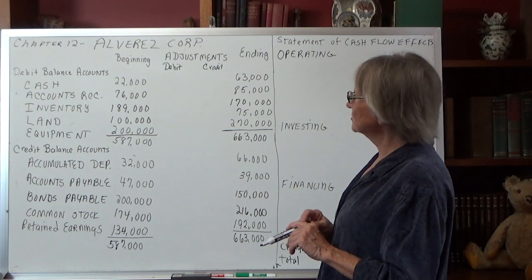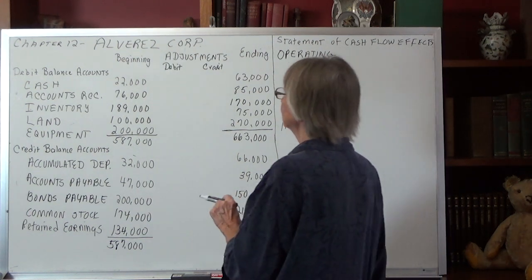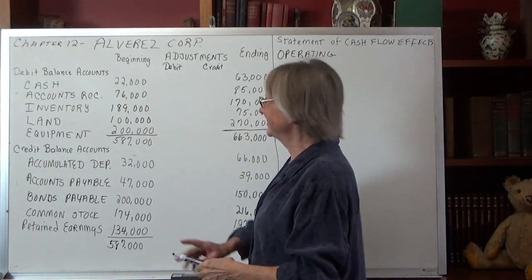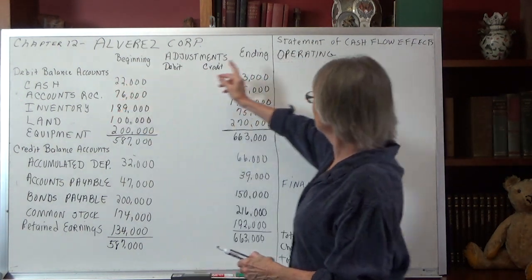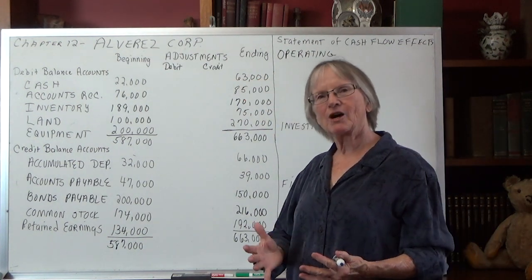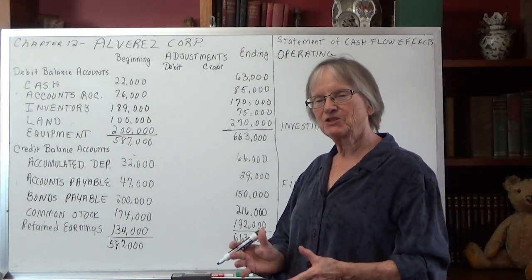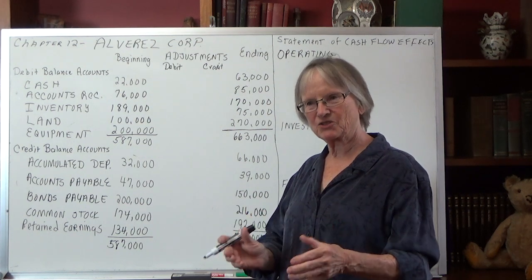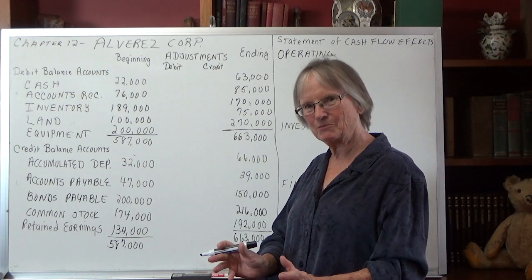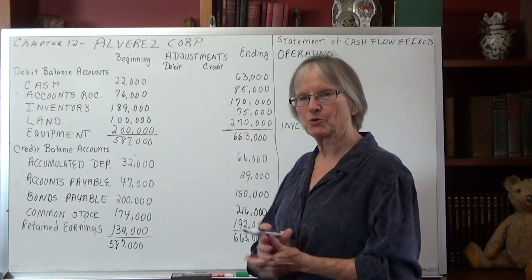So the first thing to notice is that you've got beginning balances on this side, okay? And you've got your ending balances on this side. So if you're given a problem, a lot of times they might give you the comparative balance sheet, the income statement, and then ask you to set up the worksheet.